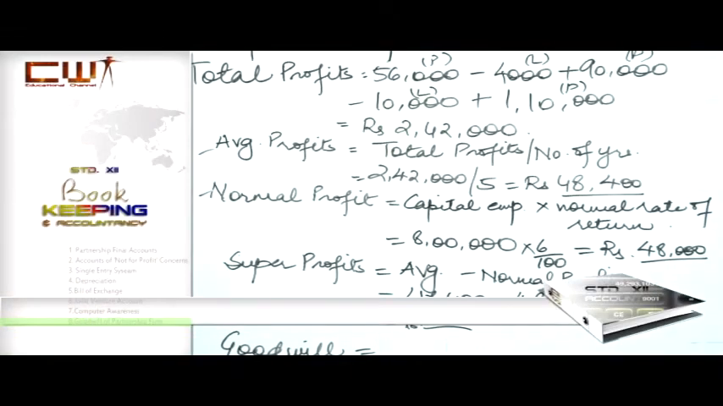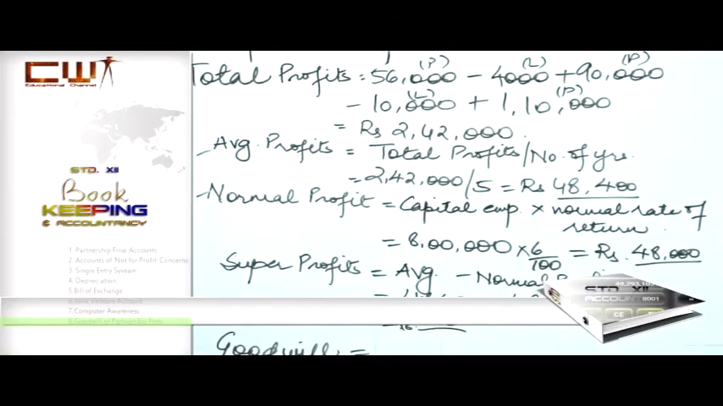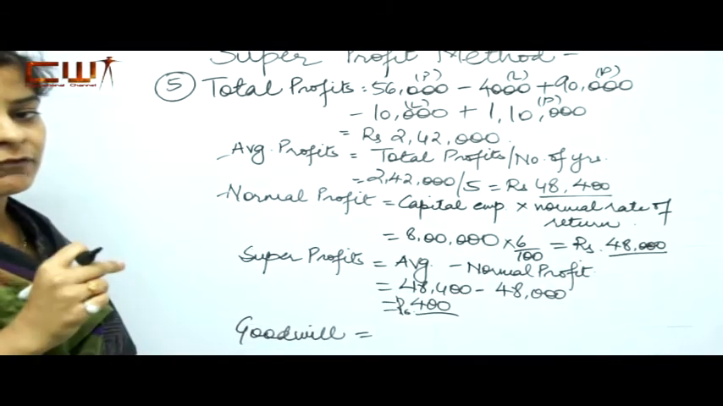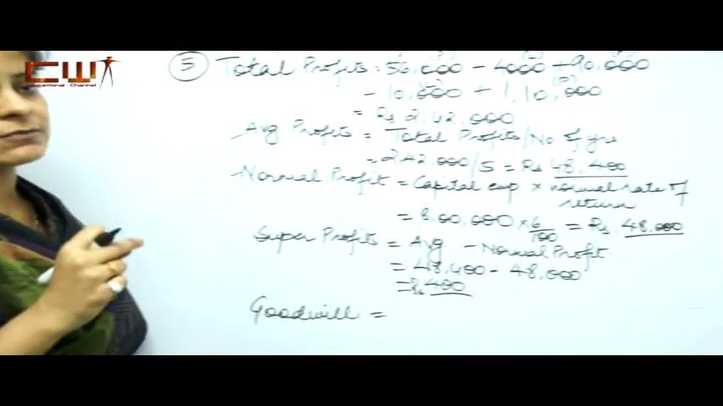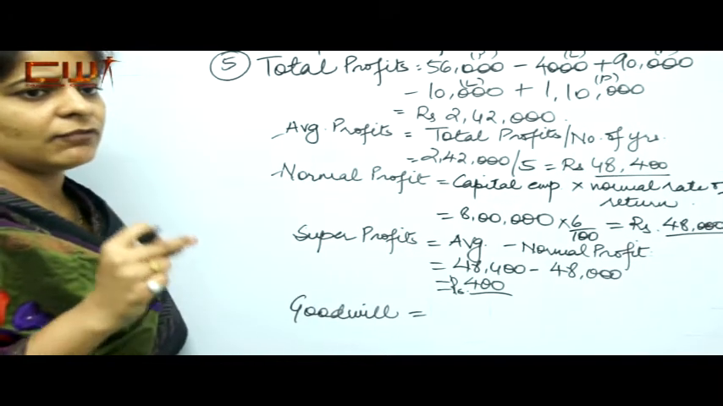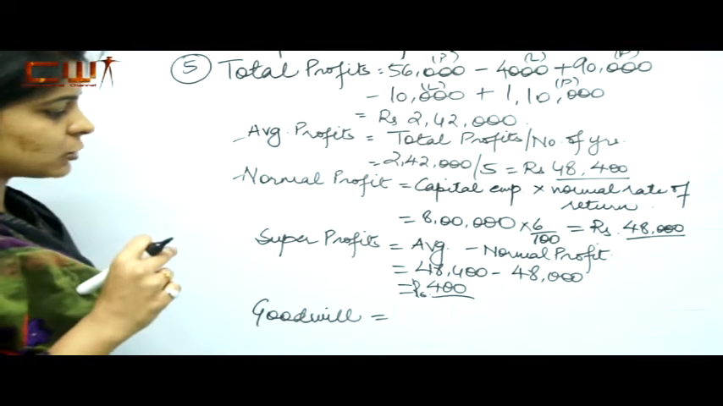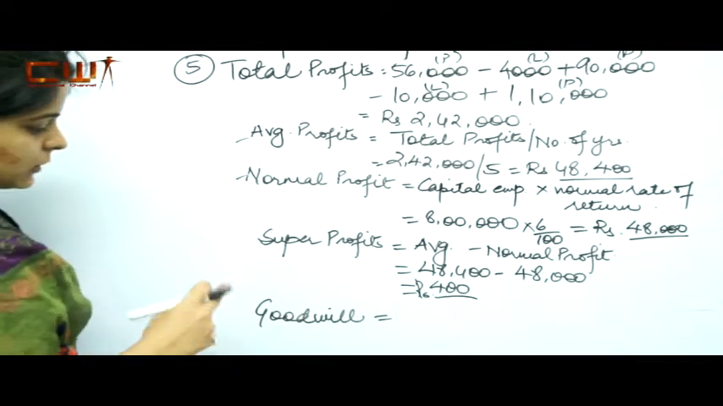Goodwill means super profit into number of years of purchase. The number of years of purchase in the question is given as 5. They have written it as goodwill is valued at 5 years of purchase. They have given this line in the question.